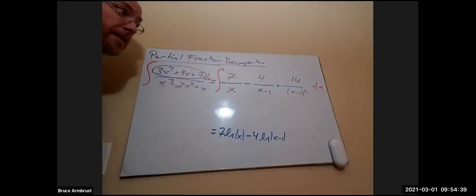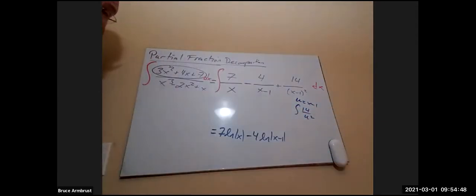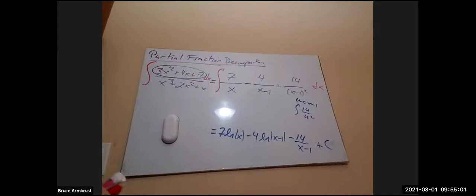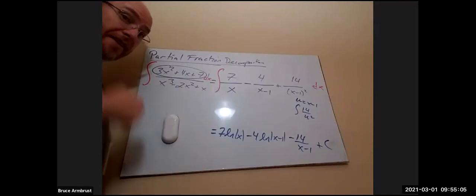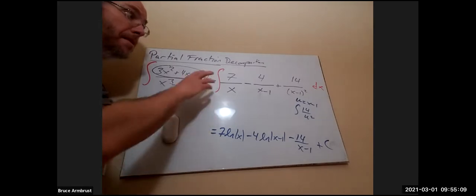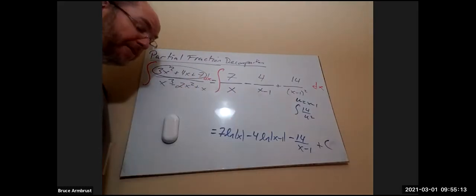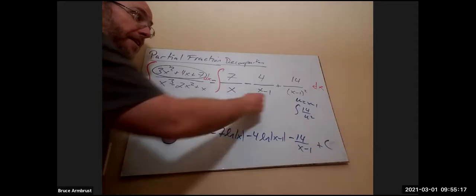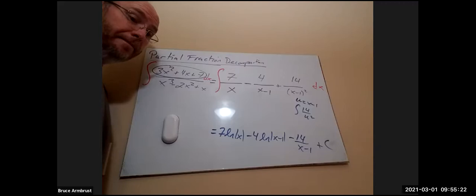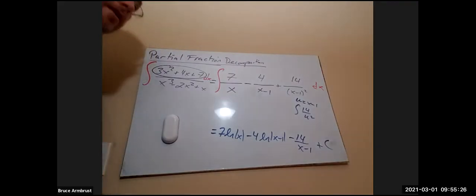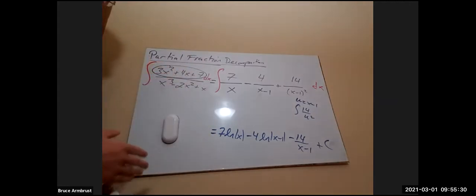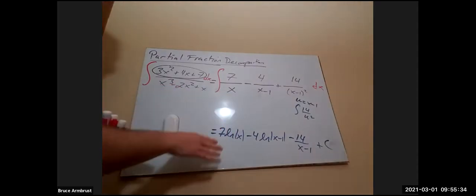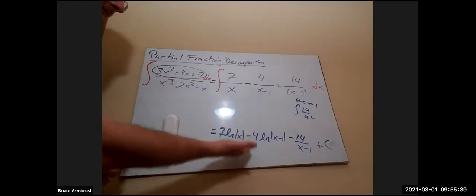For this last one, if you just do a u substitution, this turns into an integral of 14 over u squared. So that becomes a minus 14 over x minus 1. So by doing all this partial fraction stuff at the start, turning it into a sum of smaller fractions, we get things that are much easier to integrate. Okay, so this process is going to work for rational functions. When you've got rational functions, if you can split it apart like this, it turns the integration into easy integrals.